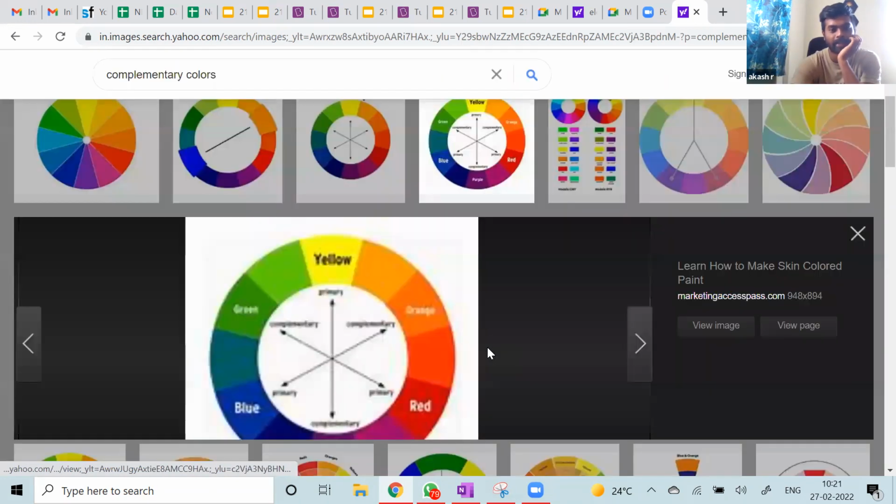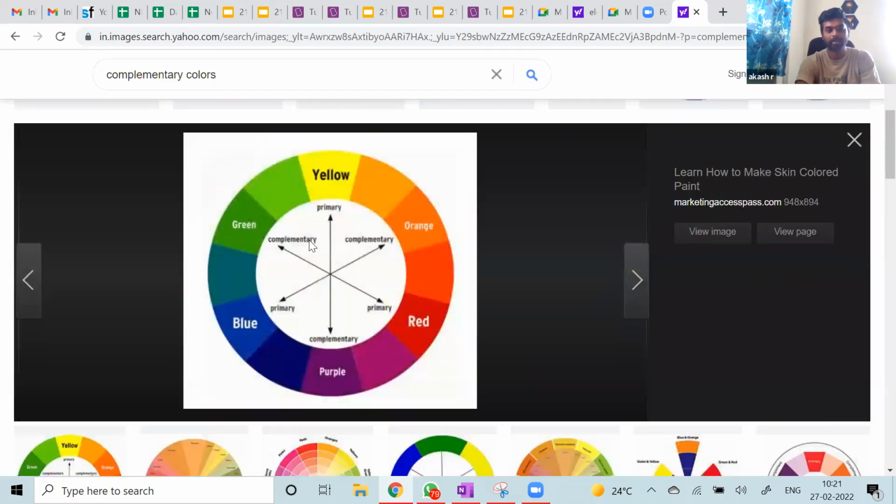Okay, so this is what you have to understand. I think I told something wrong. Say if red is absorbed, the color will be green. If yellow is absorbed, then it will be purple. If blue is absorbed, the color will be orange. So like that, these are all the complementary colors. I just typed complementary colors and I'm showing you in the Google images.